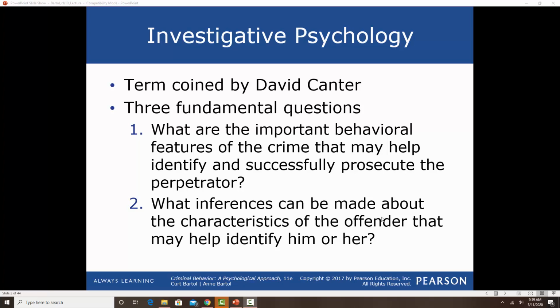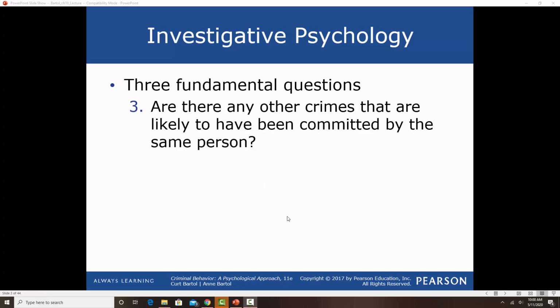Number one, what are the important behavioral features of the crime that can help us to identify and prosecute the perpetrator? Number two, what inferences can we make about the characteristics of the offender that may help us identify him or her? And these inferences are typically made either by the crime scene characteristics or from the victimology. And number three, are there any other crimes that are likely to have been committed by the same person? This is called case linkage.